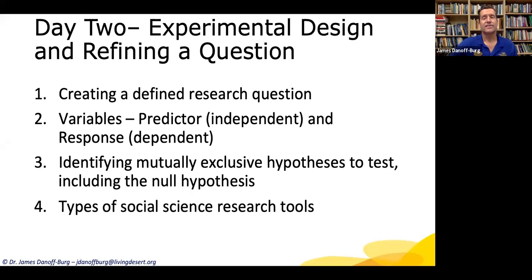Day 2, this Thursday, and we'll have this video up tomorrow for you to watch. We're going to talk about expanding the question and refining it quite a bit. So we're going to identify variables, we'll identify hypotheses, we're going to talk about social science research tools, and get us to the point where we are ready to really begin the creation of our program, right?